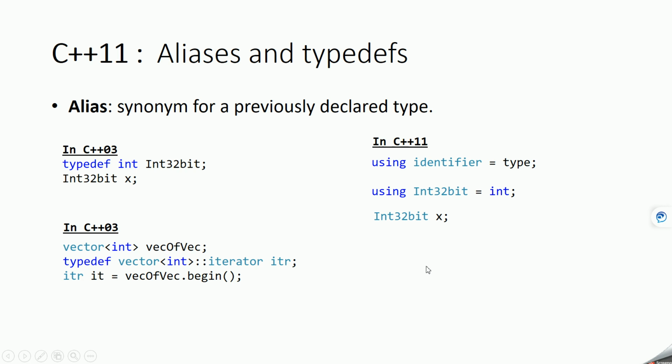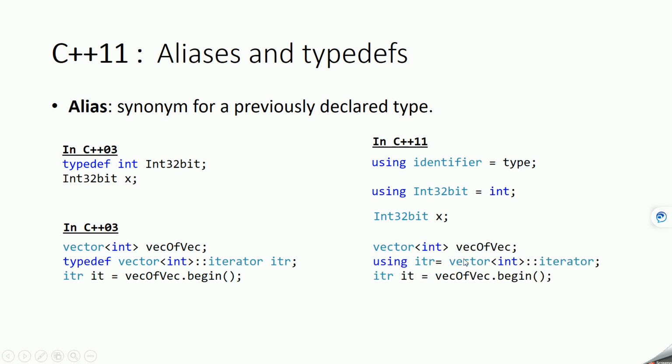Same thing in C++11 can be achieved with the help of the using keyword like this. First you give the keyword called using and the name of the alias and then the type for which you want to create the alternate name. Okay, so here itr will be the alias name for this vector iterator, and now with the help of this alias type we can create a variable and assign the value for it.